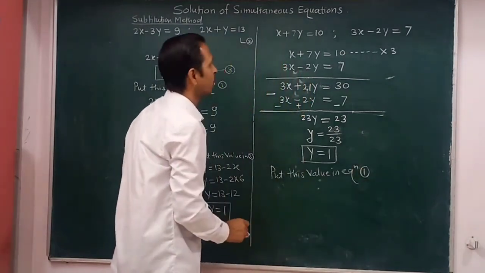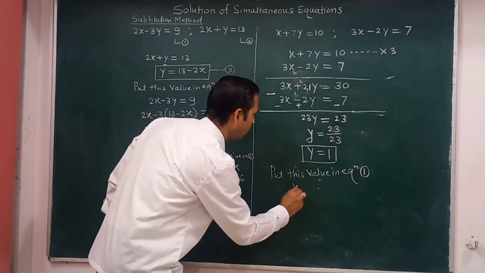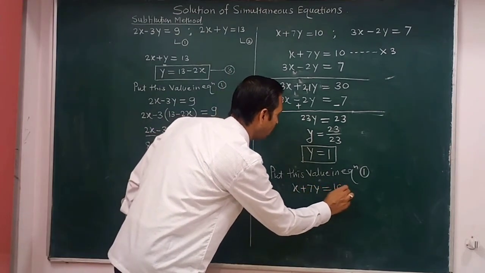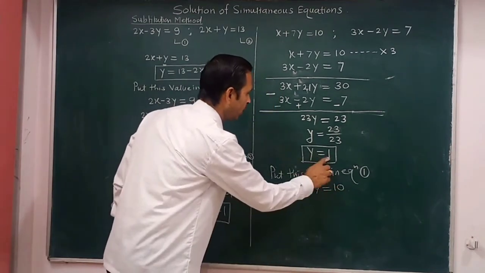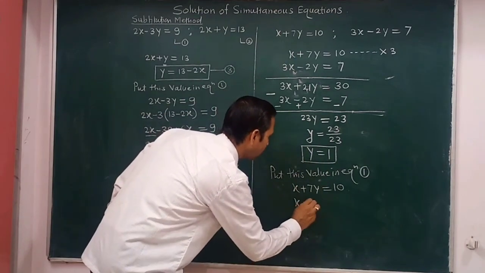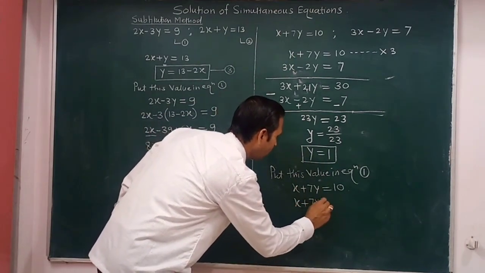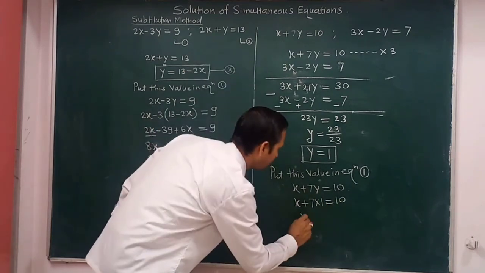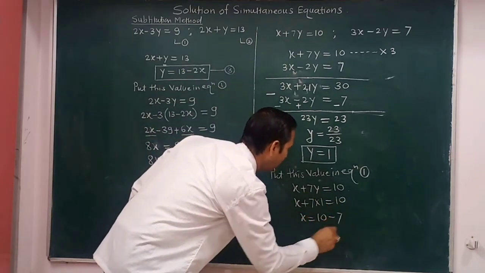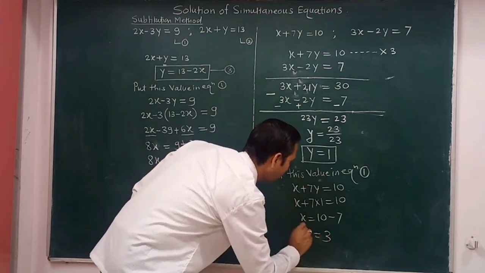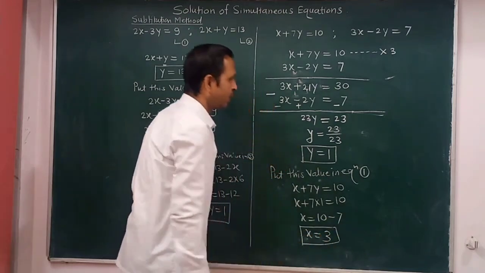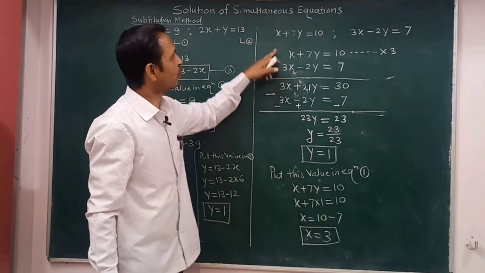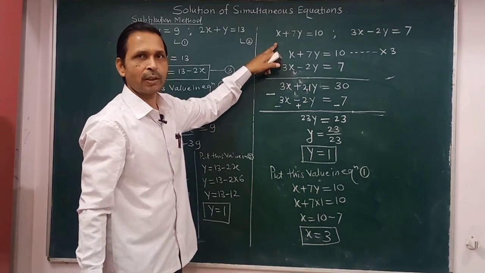Suppose we put it in equation 1. Write equation 1, that is x plus 7y is equal to 10. Put y is equal to 1 here. x plus 7 into 1 is equal to 10. 7 into 1 is 7, and that's why x is equal to 10 minus 7, and x is equal to 3. Means here x is equal to 3 and y is equal to 1. This is the solution of these simultaneous equations.